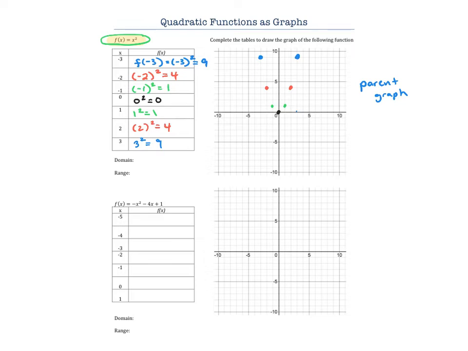Now these integers aren't the only numbers I could plug in. I could plug in whatever I want. I could plug in a half. I could plug in -3/4. I could plug in -1 1/4. So we're going to connect these points, and they create a curve. They create a parabola.